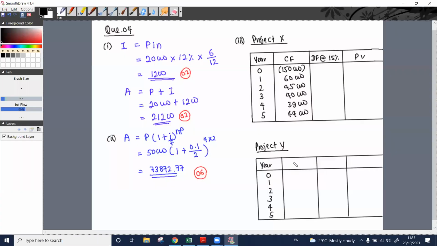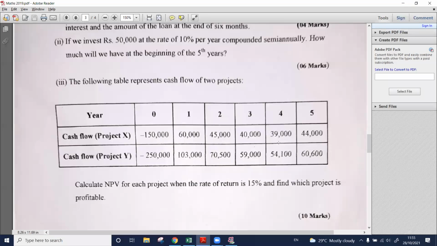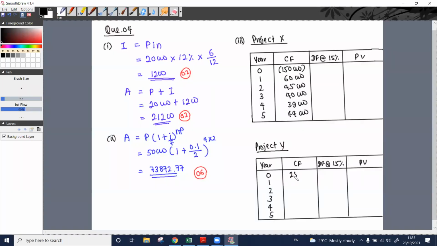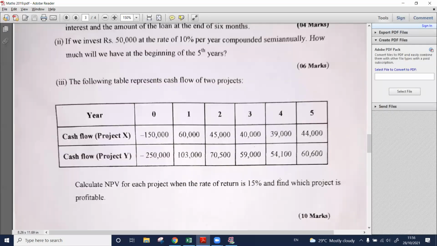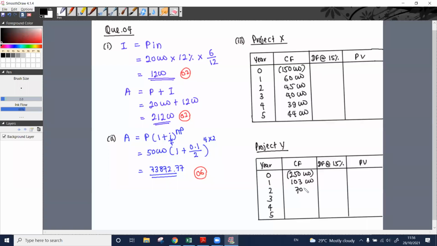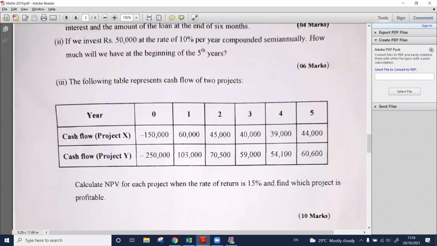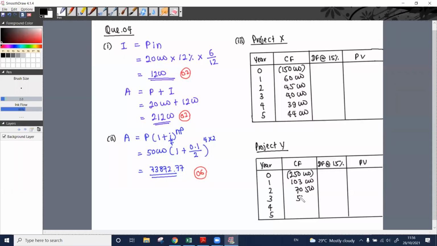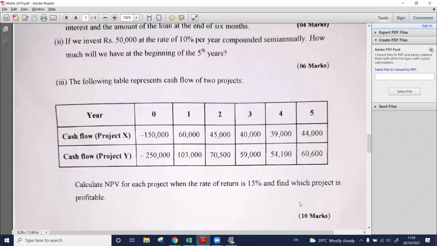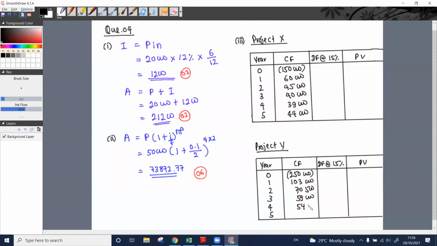Project Y, initial cash outflow is 250,000. In the first year, there is an inflow of 103,000. Then 70,500. Year 3, 59,000. Year 4, 54,100. And year 5, 60,600.